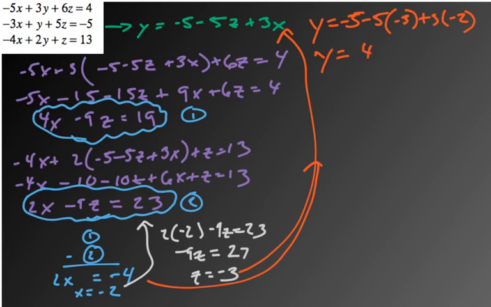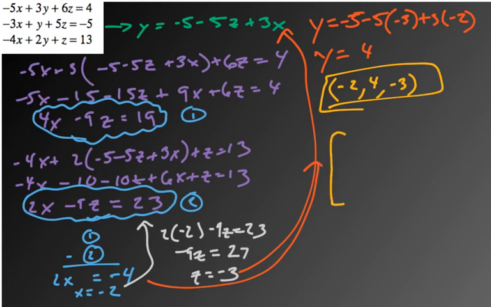So that means these three planes intersect at negative 2, 4, negative 3. That would be the answer. And if you plug them into the matrix and do the RREF, you can check your work and you'll see that you really do get a matrix of negative 2, 0, 0.